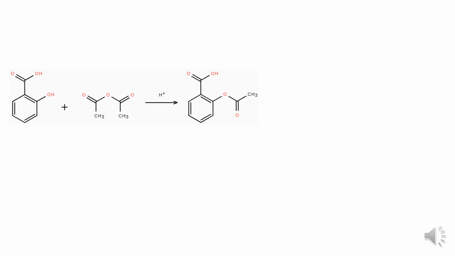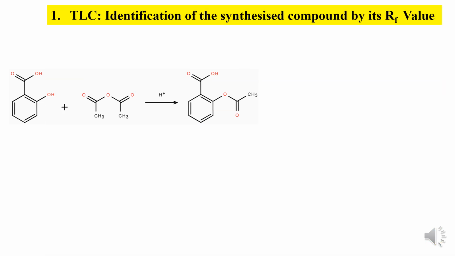So we have successfully synthesized the aspirin from salicylic acid by esterification reaction. And we have monitored the completion of the reaction by employing the TLC technique, that is thin layer chromatographic technique. Now, in addition to employing the TLC technique for monitoring the progress of a chemical reaction, there are additional applications. The TLC technique can also be used for identification of the synthesized compound by its RF value.